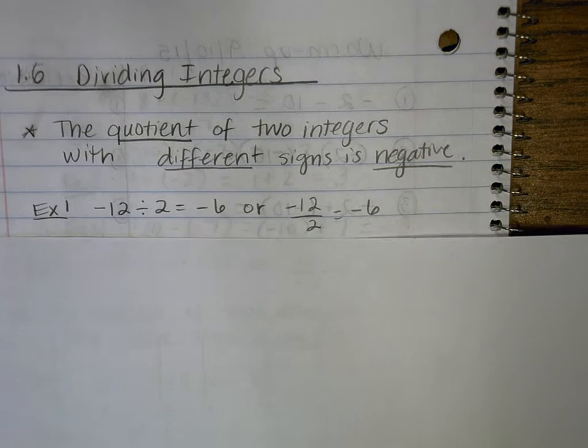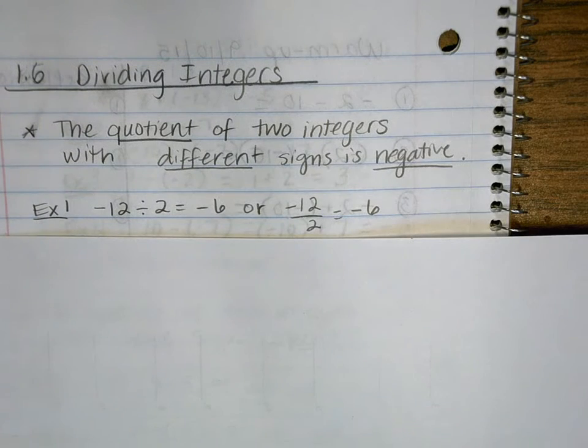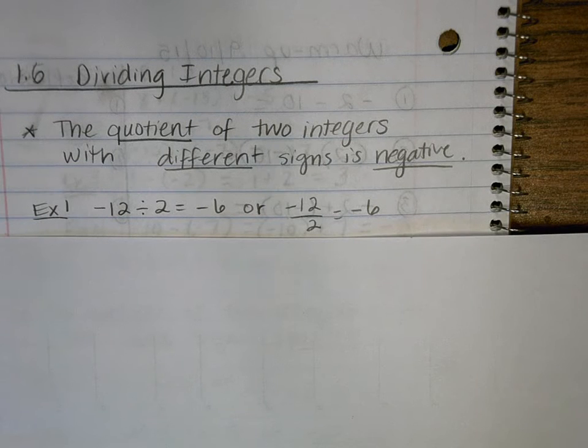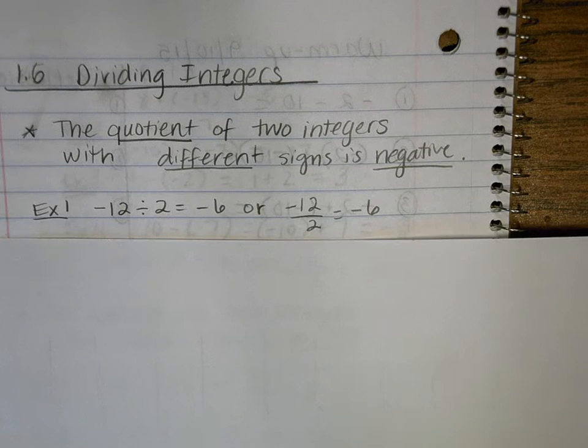Here's some examples for you, so you can write them. Negative 12 divided by 2 is negative 6. Or you can write them as a fraction, right? So negative 12 divided by 2 is negative 6. That's example 1. Just two different ways to write the same problem, right?